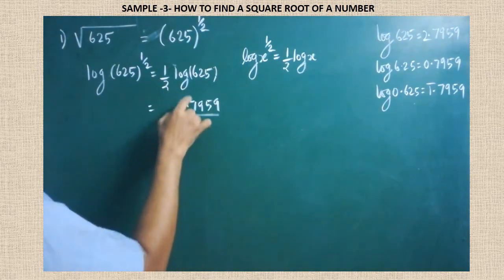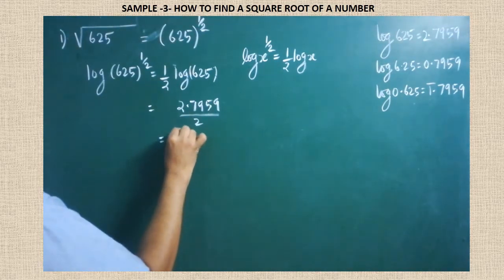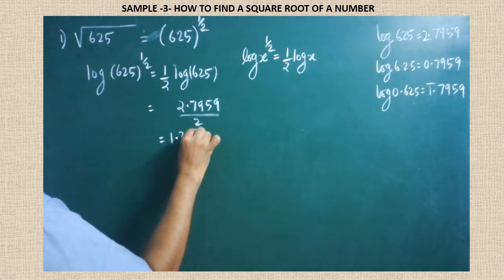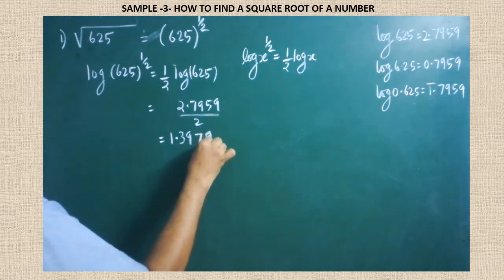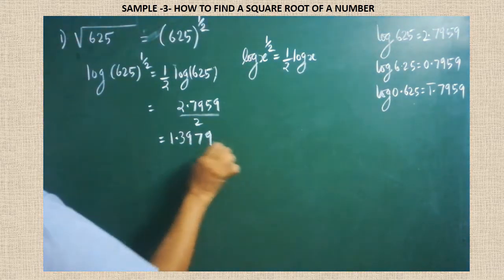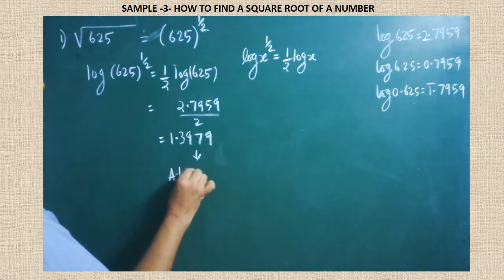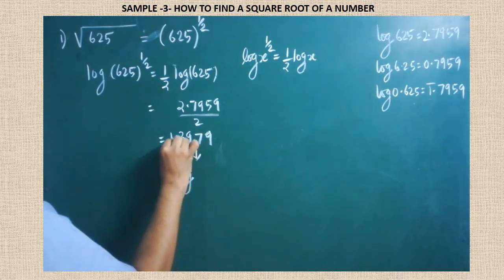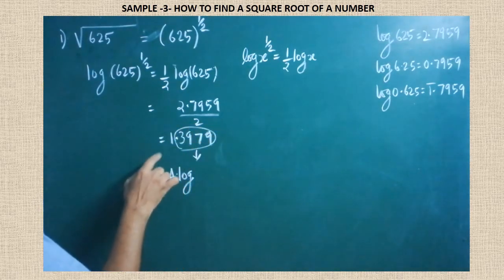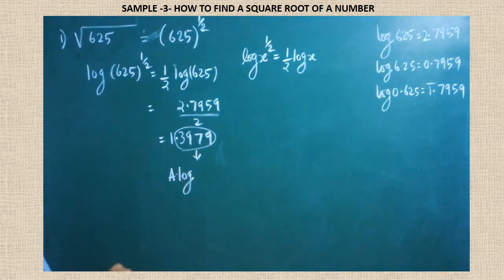How will you divide this? Simply you divide, and you get 1.3979. So this is the divided value. For this number we have to find out the anti-log. Are you clear? While finding out the anti-log, this decimal factor alone must be taken into account. Don't bother about the characteristic. For this factor alone we have to find out the anti-log.